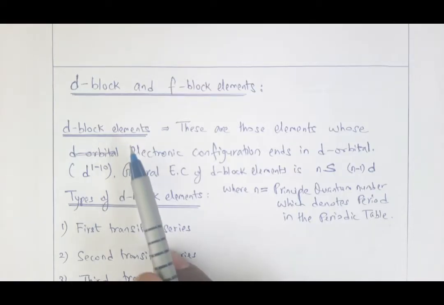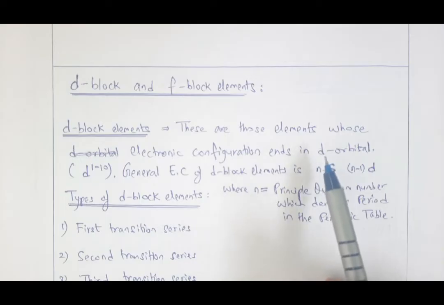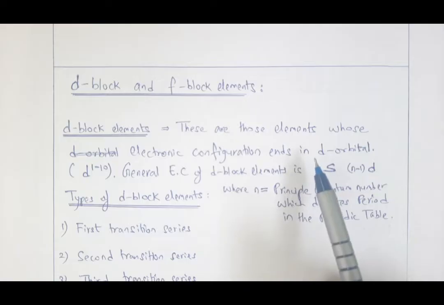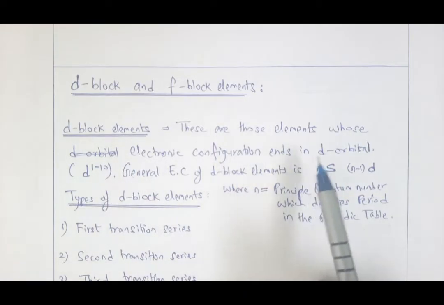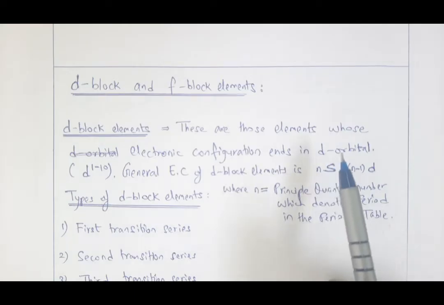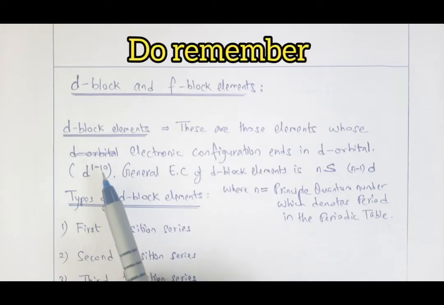And do remember, D block elements are those elements whose electronic configuration ends in d orbital. If the electronic configuration ends in p orbital, we call it p block element. If it ends in s orbital, we call it s block element. Similarly, D block element configuration ends in d orbital. That's why we refer to it as D block element. And do remember, the capacity of d orbital is 1 to 10 electrons. So how many electrons can we fit? From 1 to 10. Maximum is 10 in the d orbital.